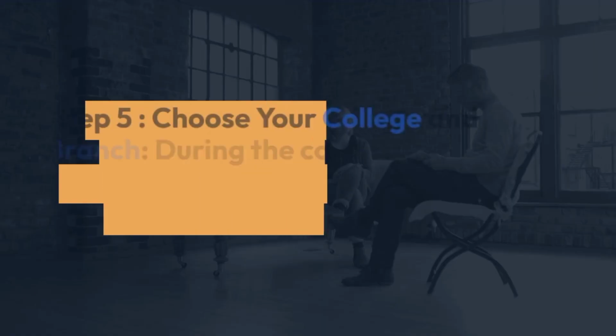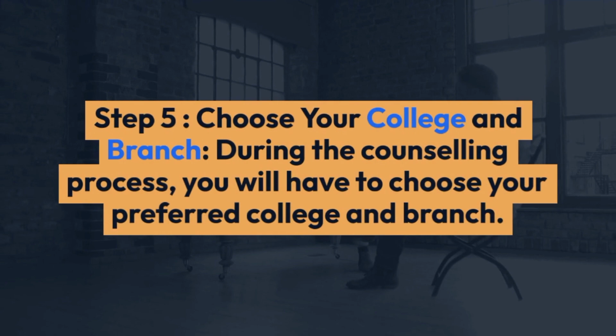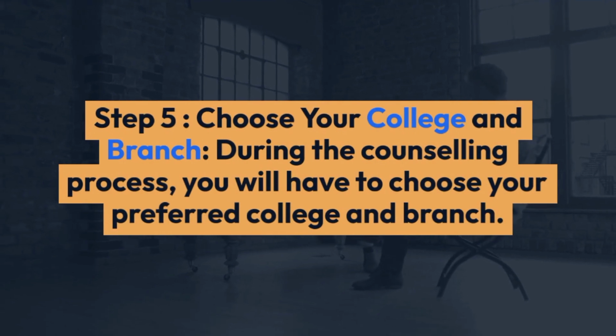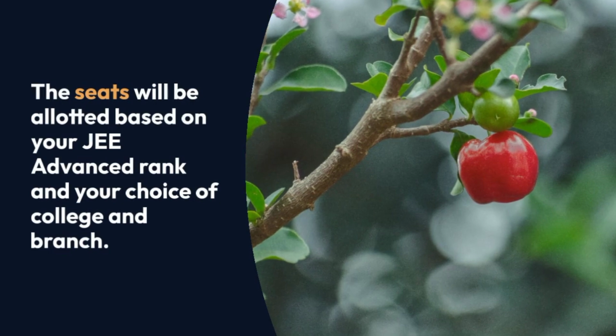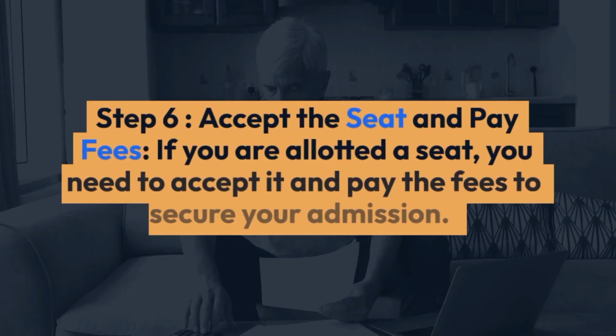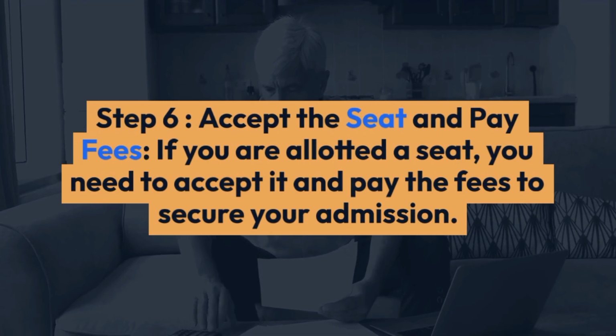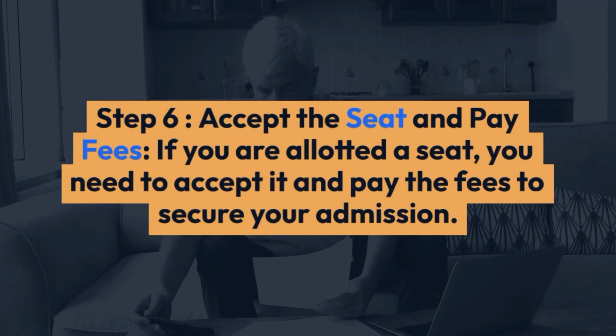Step 5. Choose your college and branch. During the counseling process, you will have to choose your preferred college and branch. The seats will be allotted based on your JEE Advanced rank and your choice of college and branch. Step 6. Accept the seat and pay fees. If you are allotted a seat, you need to accept it and pay the fees to secure your admission.